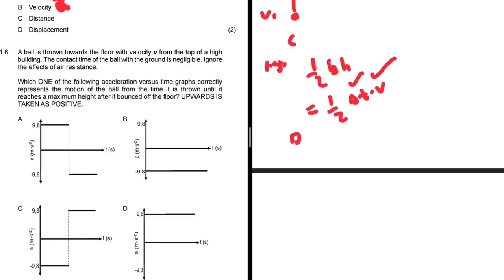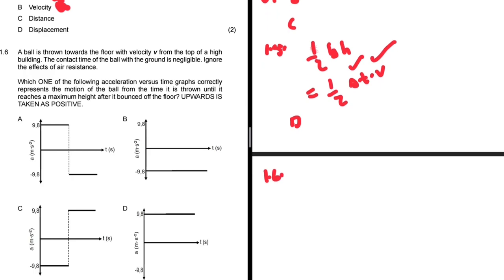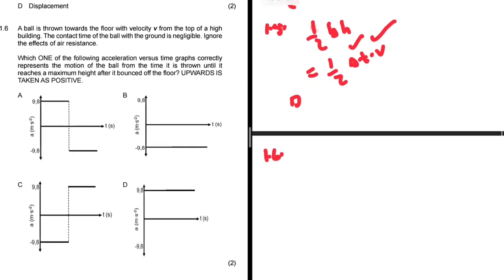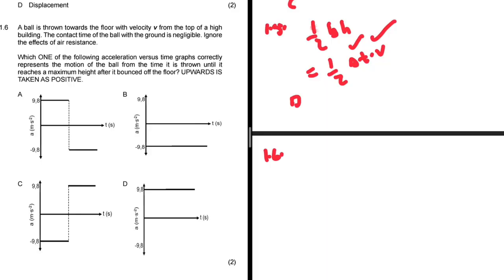So if upwards is taken as positive, the acceleration should be negative, right? So the answer to 1.6 should be B. That's the answer to 1.6, because if you take up as positive, the acceleration is negative. Whether the object is going up or the object is going down, the acceleration is going to be negative because you've taken up as positive. So that's why we're going with B as our answer, right?